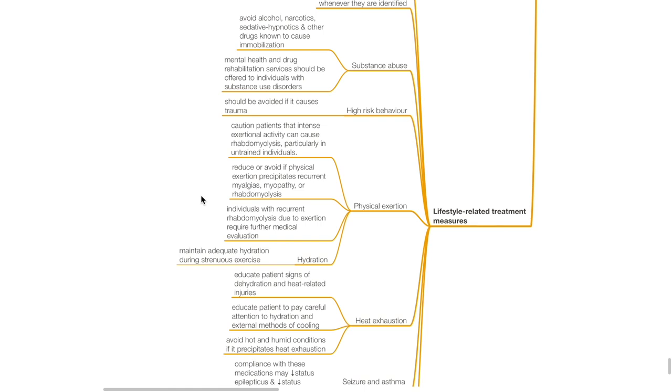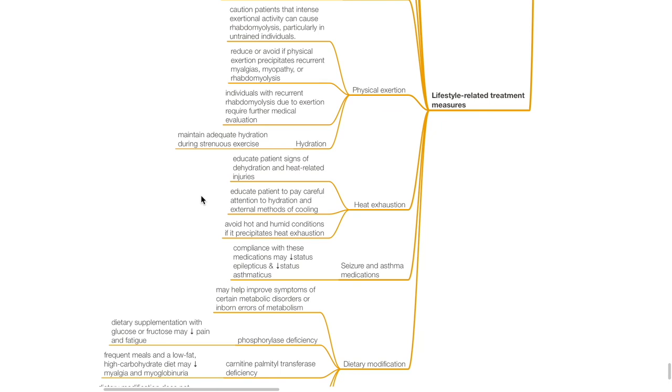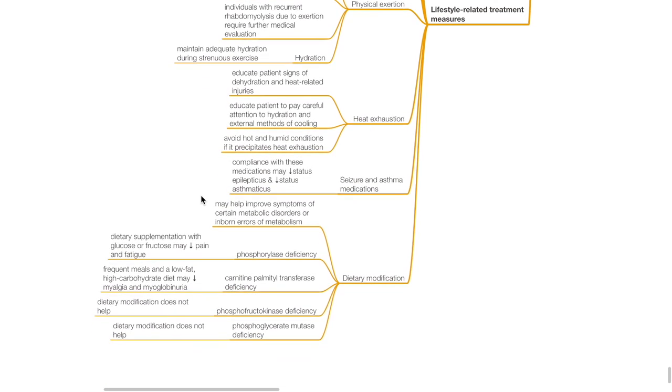Heat exhaustion. Educate patients on signs of dehydration and heat-related injuries. Educate patients to pay careful attention to hydration and external methods of cooling. Avoid hot and humid conditions if they precipitate heat exhaustion. Seizure and asthma medications: compliance with these medications may reduce status epilepticus and status asthmaticus, which can cause rhabdomyolysis.